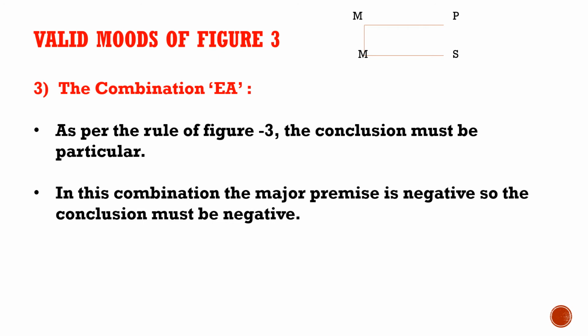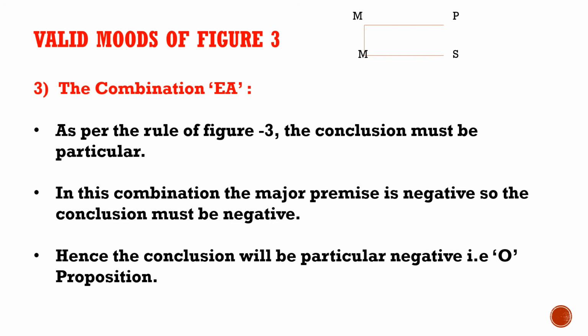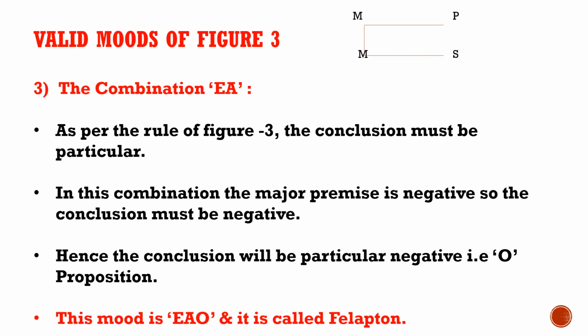Now, since the conclusion as per the rule of figure 3 is a particular proposition, hence the conclusion will be a particular negative proposition, that is O proposition. This mood is EAO and it is called Felapton.